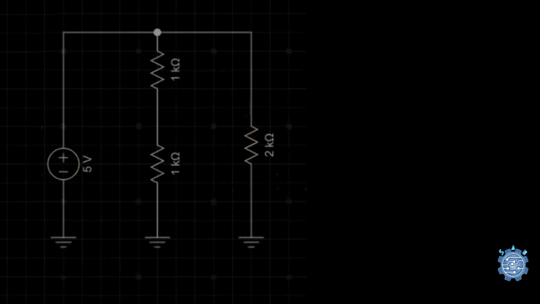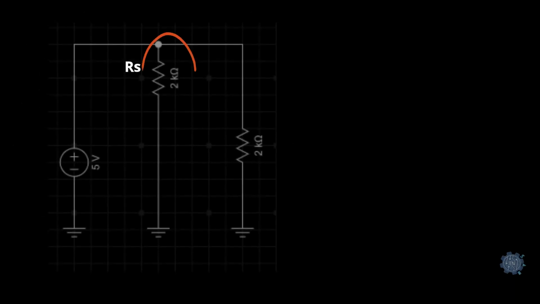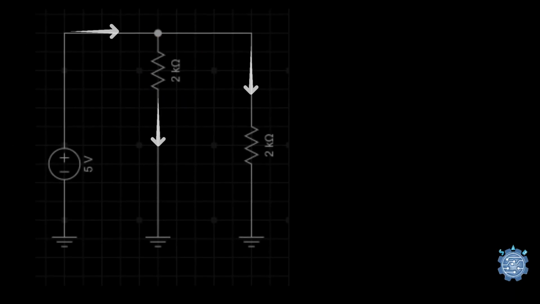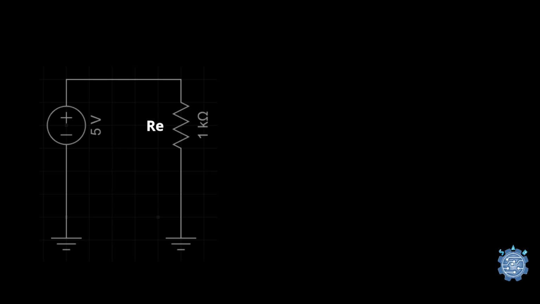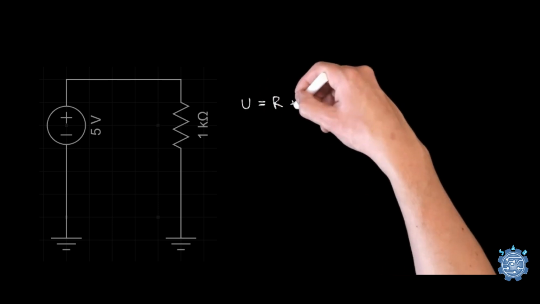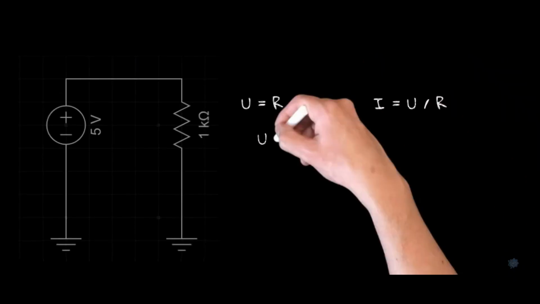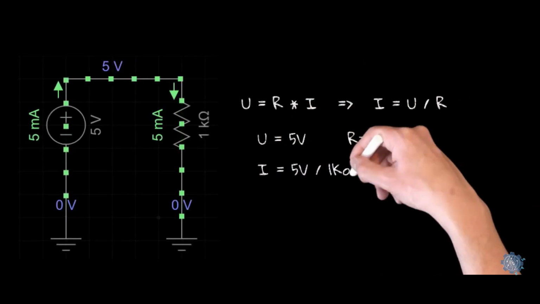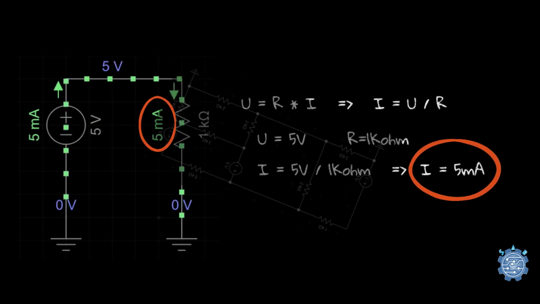For the second example, we have a power supply and 3 resistors, 2 in series and 1 in parallel. First we can reduce the series connection R1 plus R2 and we will obtain 2 kilo ohms. Now it remained only a parallel connection, and after we reduce it, we will have an equivalent resistance equal to 1 kilo ohm. Then we apply Ohm's law and we will obtain 5 volts divided by 1 kilo ohm, which will be equal to 5 milliamperes.